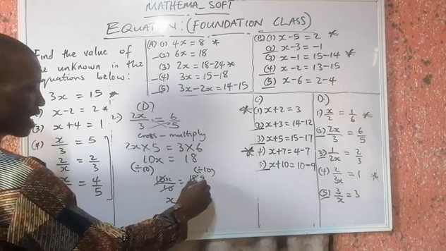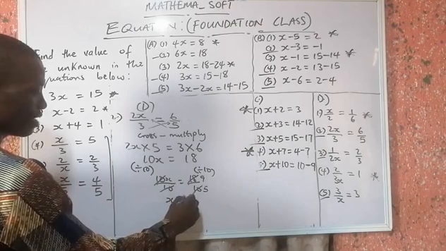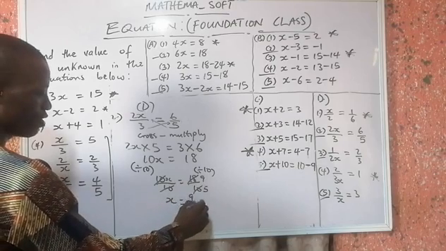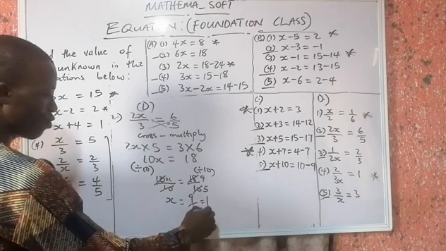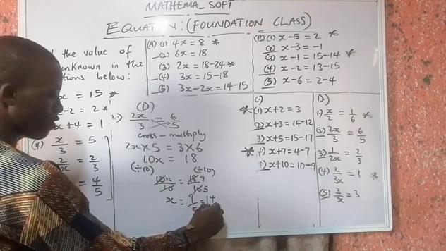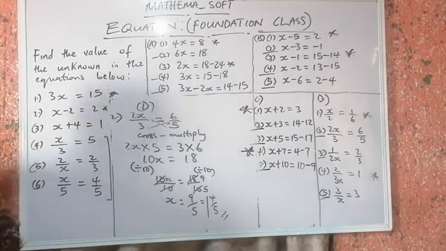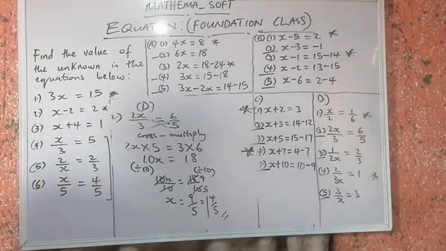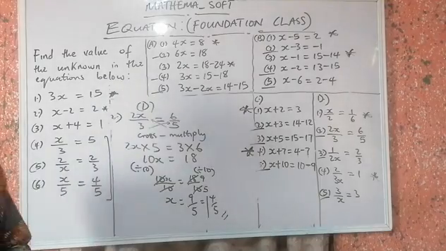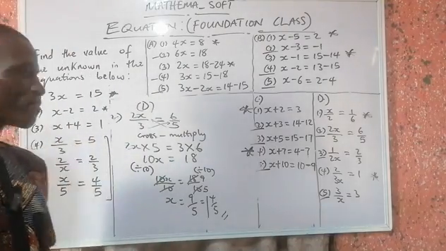2 here gives 9, 2 here gives 5. That will be 9 over 5, which is the same thing as what? 1 whole number 4 over 5. That is the solution to number 2 under category D.